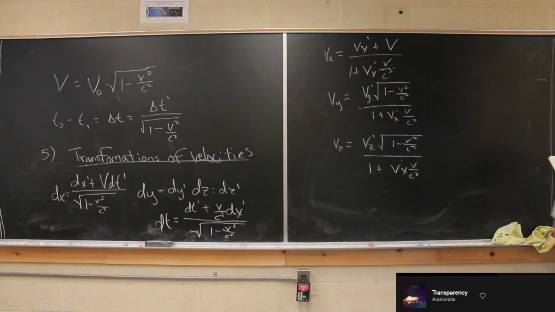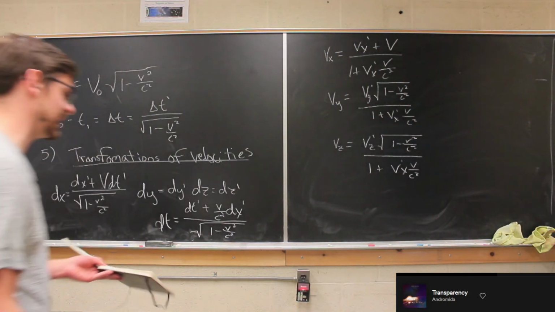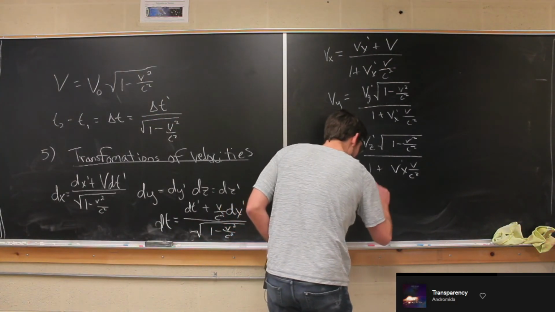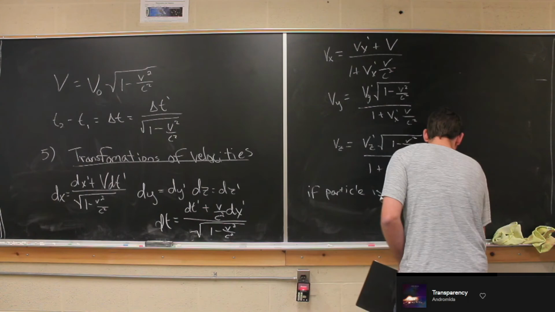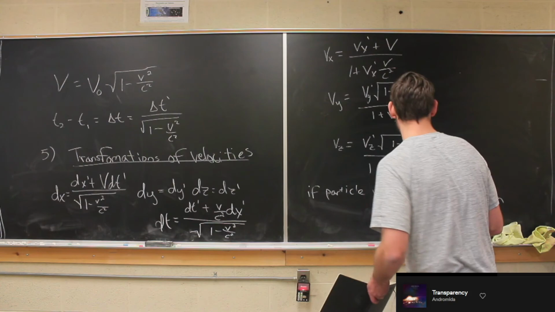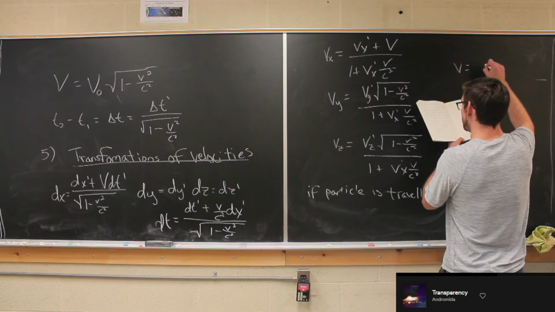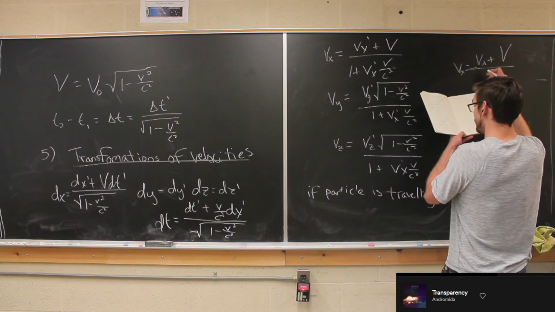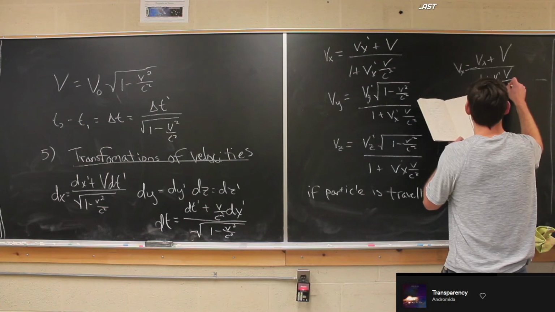We could write down the velocity relationship if the particle is traveling in the x direction. So let's do that, and we're going to see something kind of interesting. If the particle is traveling in the x direction, this simplifies to the following. The velocity then becomes Vx prime plus v over 1 plus Vx prime v over c squared.